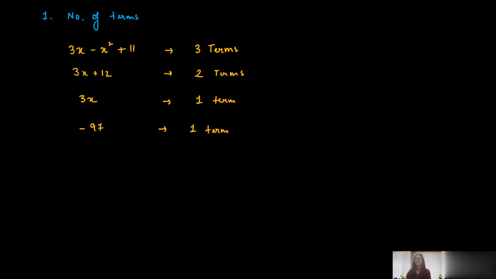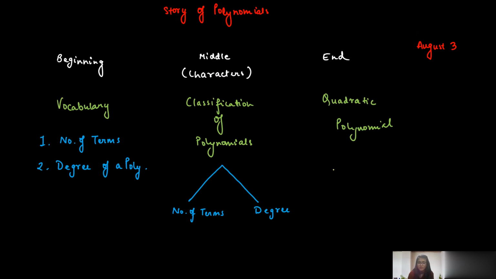We will do their names like you mentioned, binomial, trinomial, monomial. So that will actually come in classification of polynomials. We'll do that under the classification. So this is a concept of number of terms. Also, let me tell you one more thing, Gia.